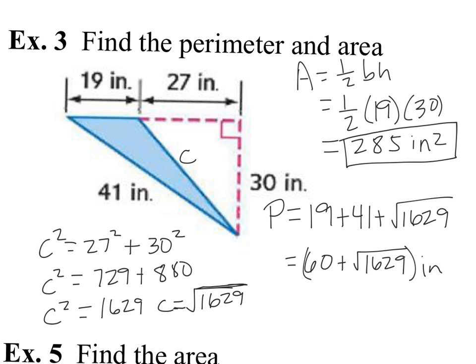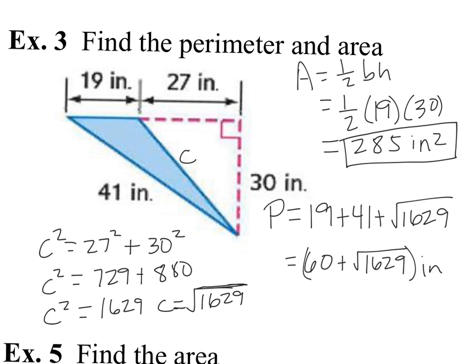So we just took 1/2 its base of 19 times its height of 30 and multiplied that together for 285 square inches. And then to find the perimeter, that's the distance around the outside of the triangle. So we needed to find this piece. This side of the blue triangle is also the hypotenuse of this white right triangle. So I was able to use the Pythagorean theorem here to find out what C is. It's the square root of 1,629. So the perimeter is 19 plus 41 plus C, which is this crazy radical here.